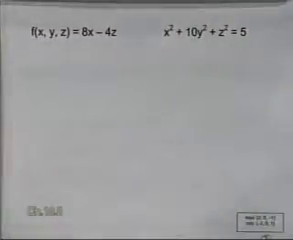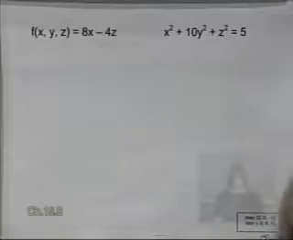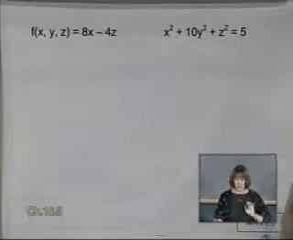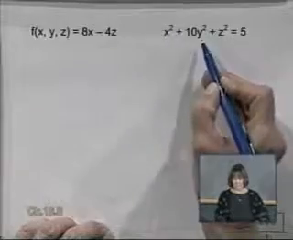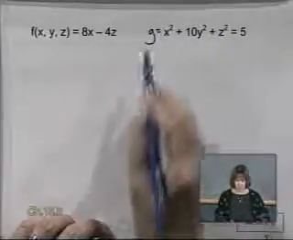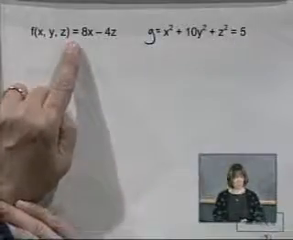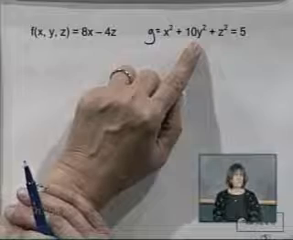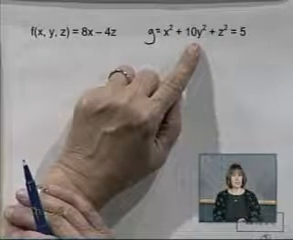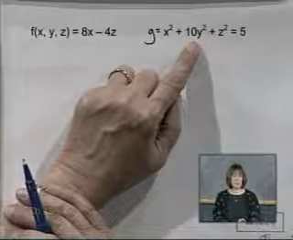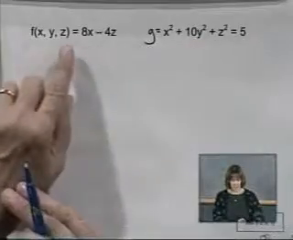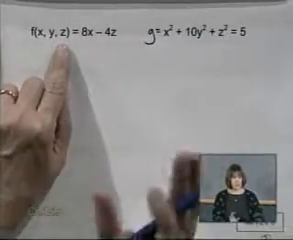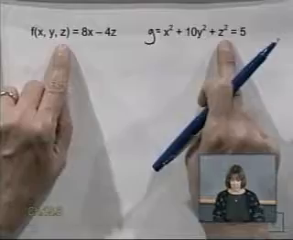f of x, y, z equals 8x minus 4z, subject to the constraint that x squared plus 10y squared plus z squared equals 5. Notice this is my constraint g, and this is what I want to maximize and minimize. Can anybody tell me, what does the graph of g look like? It's an ellipsoid. So we're saying you have to maximize this function subject to the constraint that you have to be on that ellipsoid.